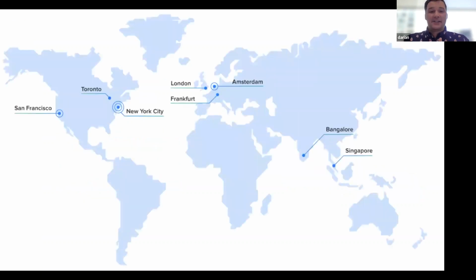And then a global presence, which is what I wanted to show on this slide. This shows our data centers all around the world. This is from, obviously, San Francisco, Toronto, New York, London, Frankfurt, Amsterdam, Bangalore, Singapore.